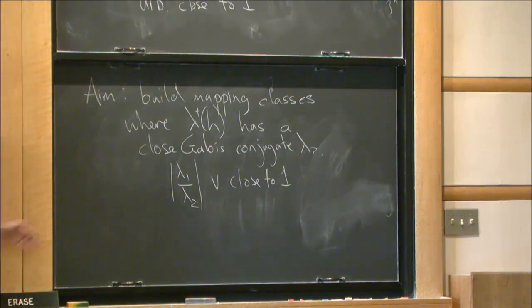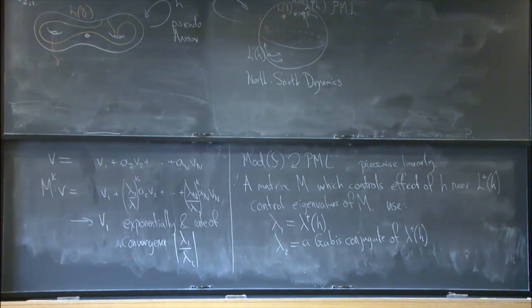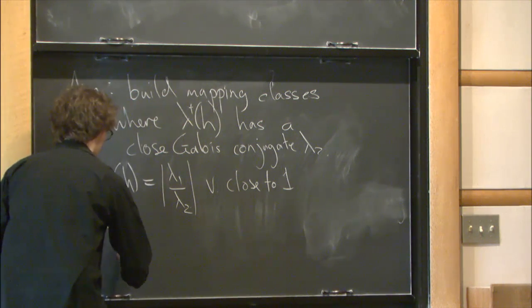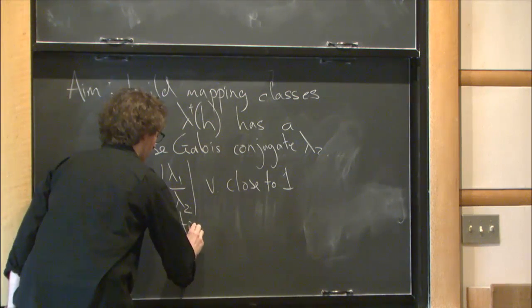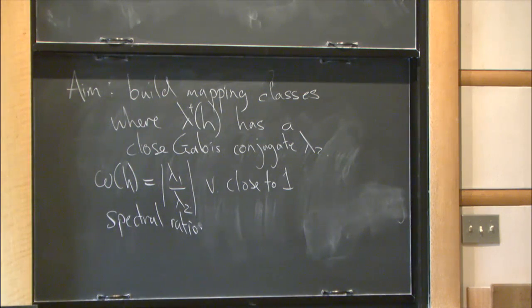And because this is going to be coming up quite a lot, I'm going to give this thing a special name. So rather than having to keep on talking about the dilatation and one of its Galois conjugates, I'm going to call this thing the spectral ratio. So this is omega of H, the ratio of these two eigenvalues.